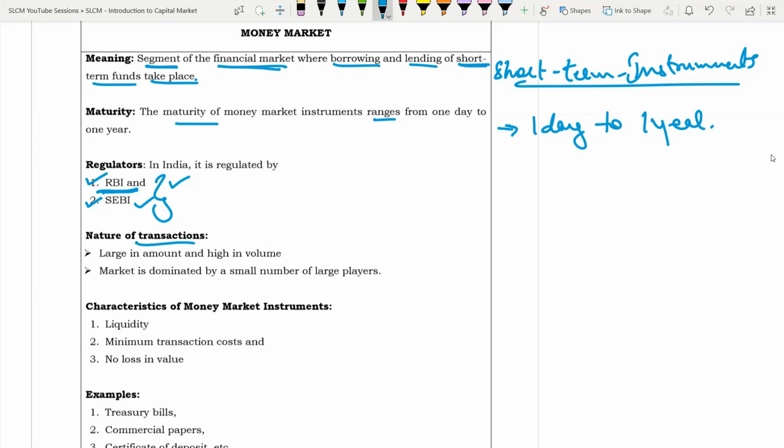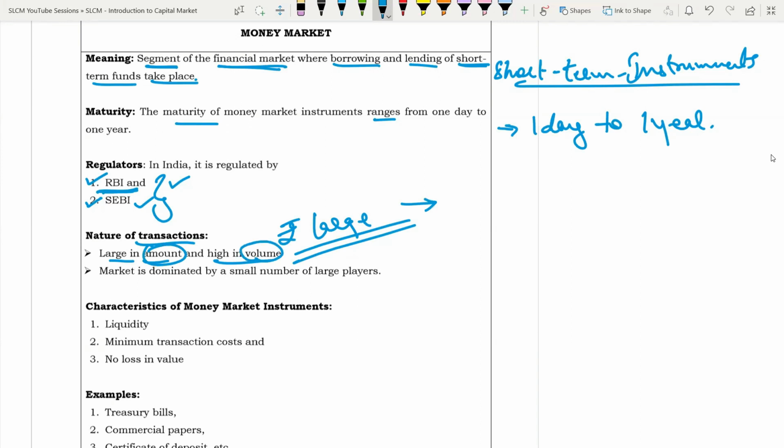What is the nature of transactions? Large in amount and high in volume. Large in amount means more money is invested in this market, and in large volumes. But how many people will have such large amounts of funds available to make these investments? Not many people are extremely rich or high net worth individuals with so much surplus money that they can invest large amounts, that too in high volume.